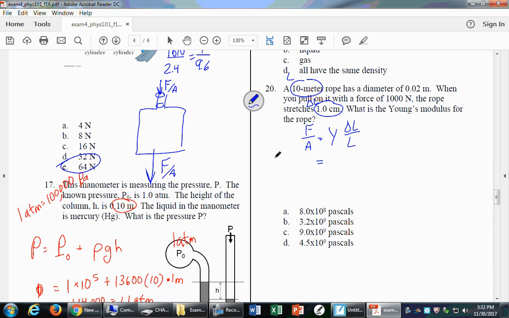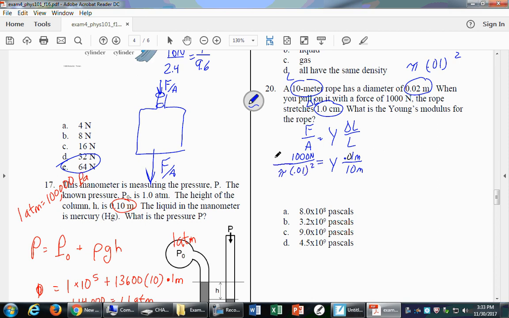Your units here are kind of funky. You've got to get everything in the right units. So L is 10 meters. Delta L is 1 centimeter. You move that decimal place over 2 spots, so it's 0.01 meters. And then the force is 1,000 newtons. And then we need to know the cross-sectional area. The diameter is 0.02 meters, so the cross-sectional area will be pi times 0.01 squared. So I'm going to put that over here, pi times 0.01 squared.